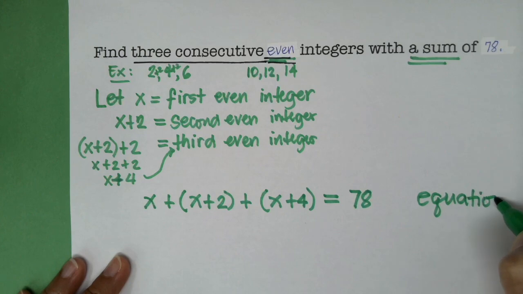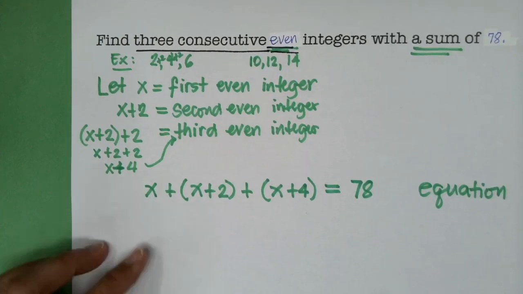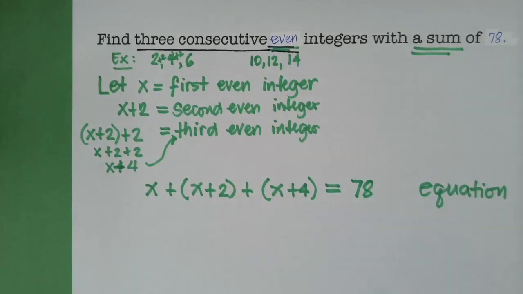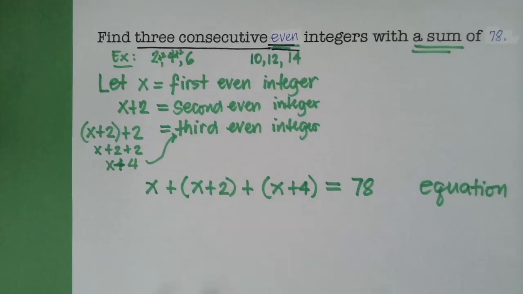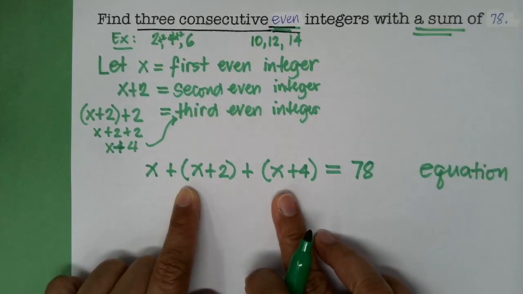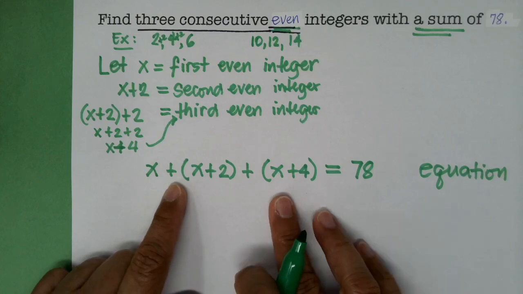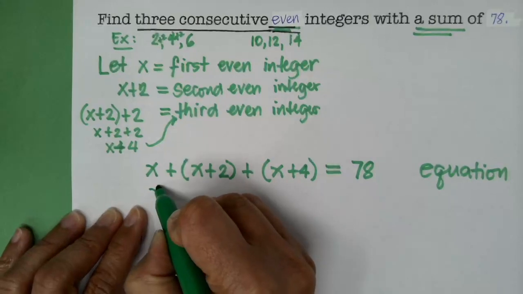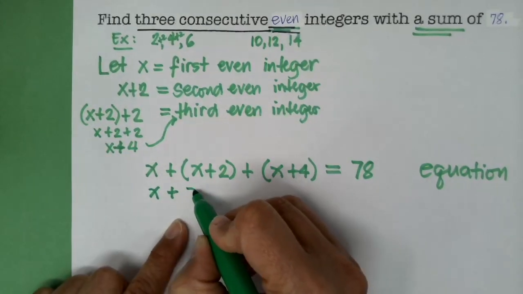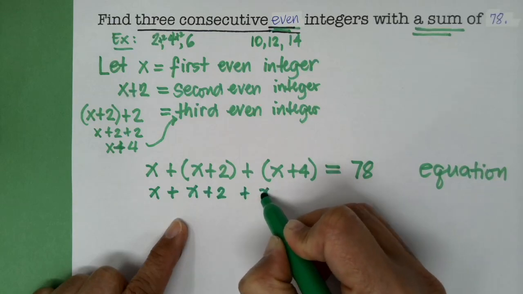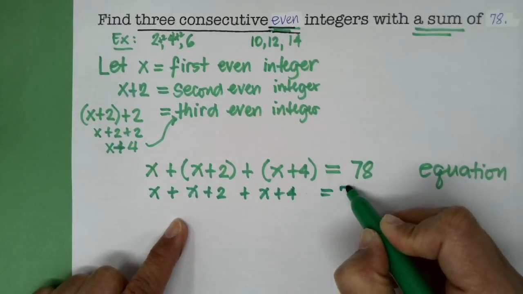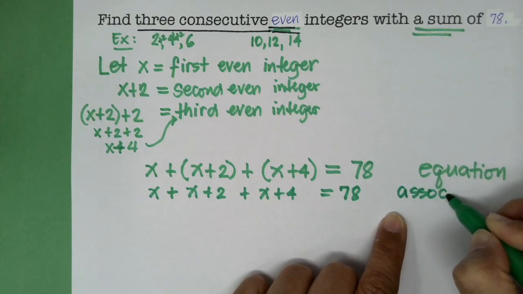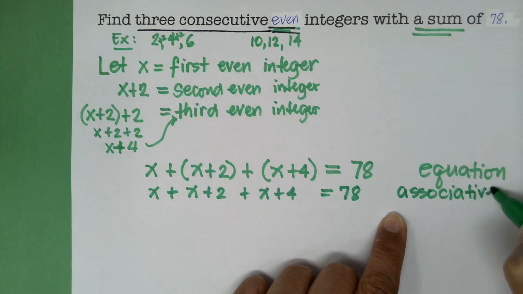All right. So now, in order to find the even integers or the value of x, we will have to apply the properties. Again, we have grouping signs here. We have parentheses, and the groups are not multiplied to any numbers, so we can just simply remove them. So we have x plus 2 plus x plus 4 equal to 78, and that is by virtue of the associative property of addition.